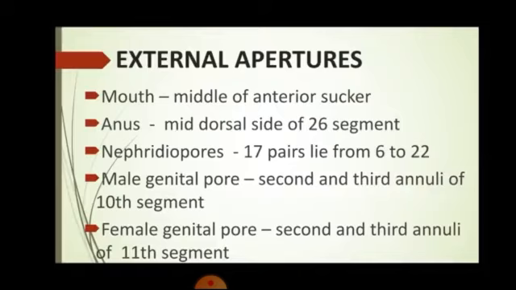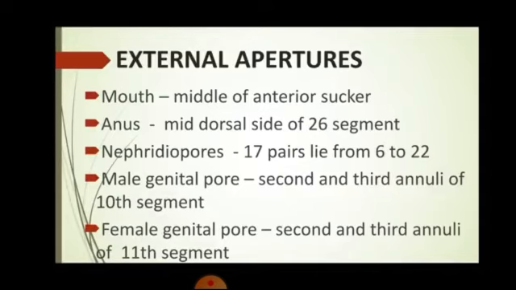Nephridiopore. Nephridia are the excretory part, which open to the exterior by 17 pairs of nephridiopores, and they lie ventrally on the last annulus of each segment from 6 to 22.